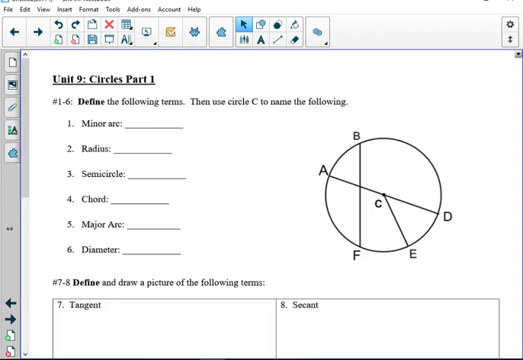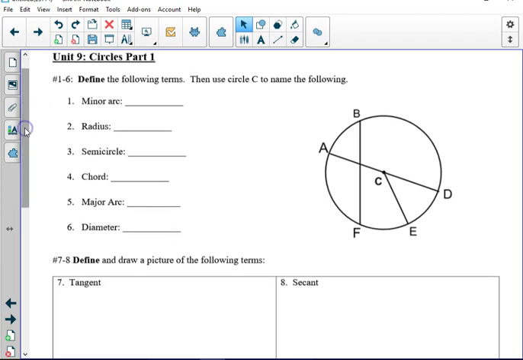Unit 9, Circles Part 1. Find the following terms. These are going to be very basic, abbreviated definitions.